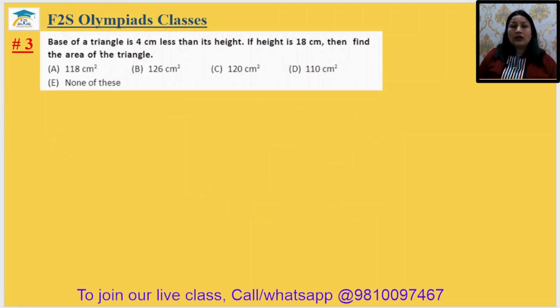Question number 3. Base of a triangle is 4 centimeter less than its height. If height is 18 centimeter, then find the area of the triangle. Okay. So height is given 18 centimeter. Base is 4 centimeter less than the height. It means 18 minus 4. That is your 14 centimeter.